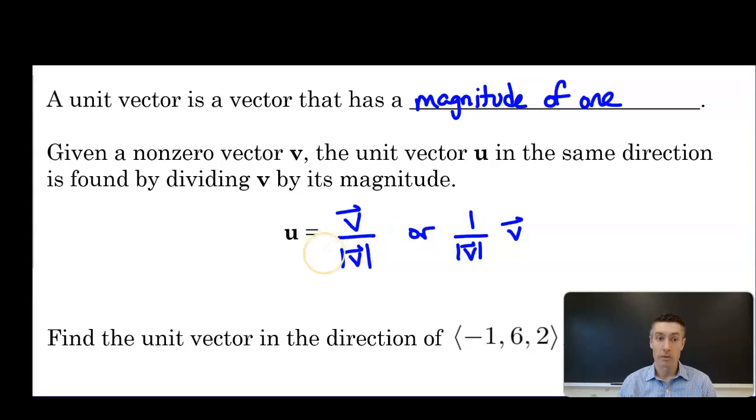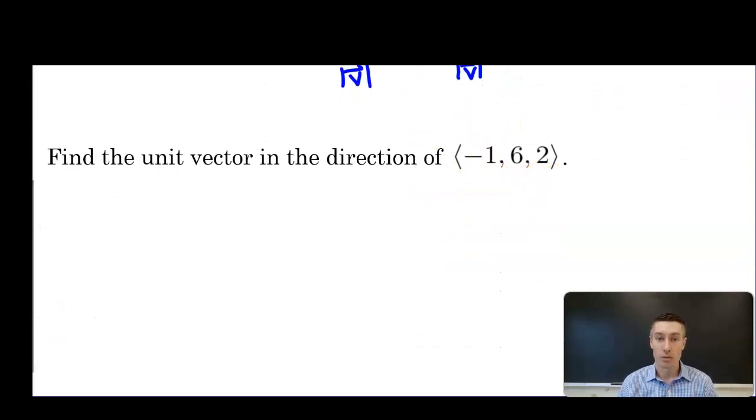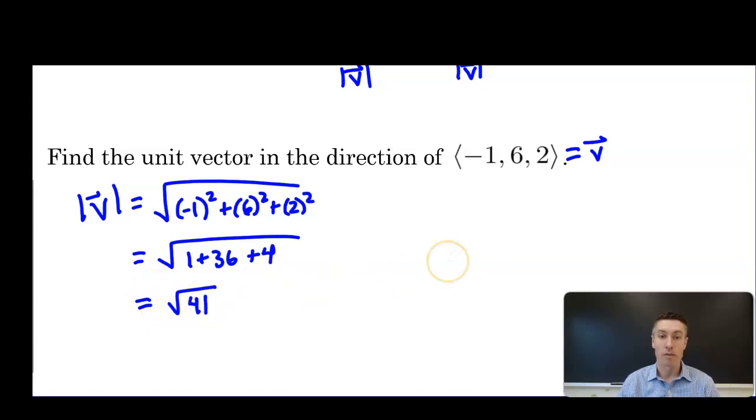Okay, so we have to be able to find the magnitude of a vector, and then we divide the vector by its own magnitude. We're going to create a unit vector, which has the same direction, but the magnitude will be 1. So find the unit vector in the direction of negative 1, 6, 2. Okay, so if we call this vector v, the magnitude of v is the square root of negative 1 squared plus 6 squared plus 2 squared. So that's the square root of 1 plus 36 plus 4, which is the square root of 41.